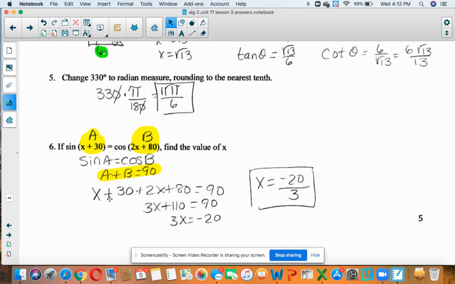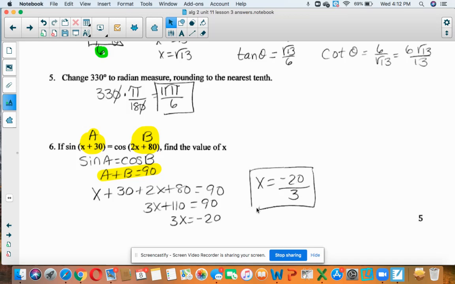Those equal 90. So I'm going to take x plus 30 and 2x plus 80 and set it equal to 90 and solve. Combine those x's, I get 3x. 30 plus 80 is 110. I subtract 110 and I get negative 20. And I divide by 3. X is negative 20 over 3.